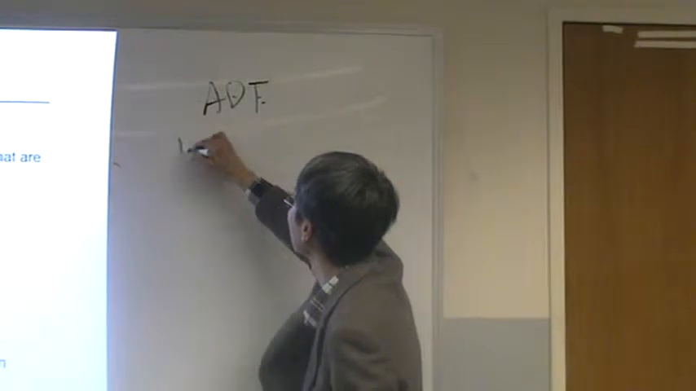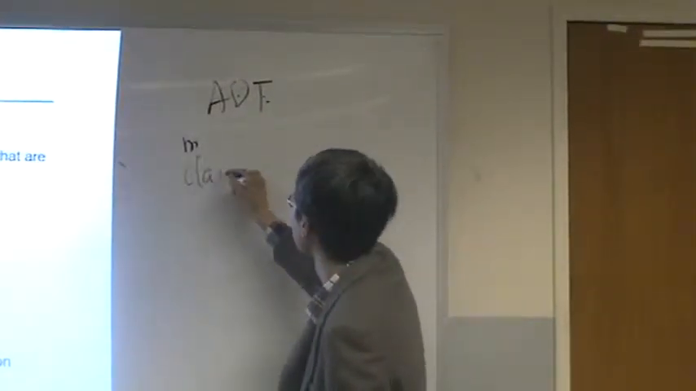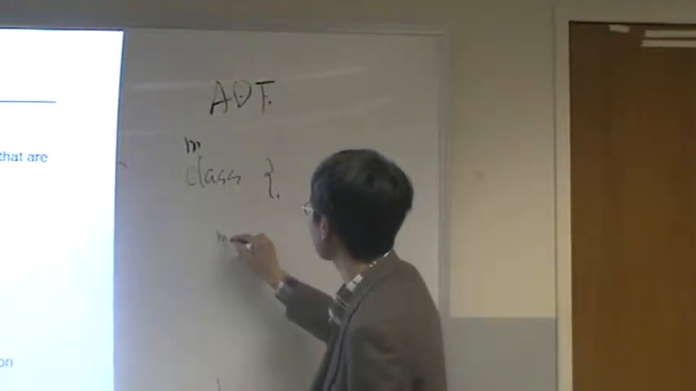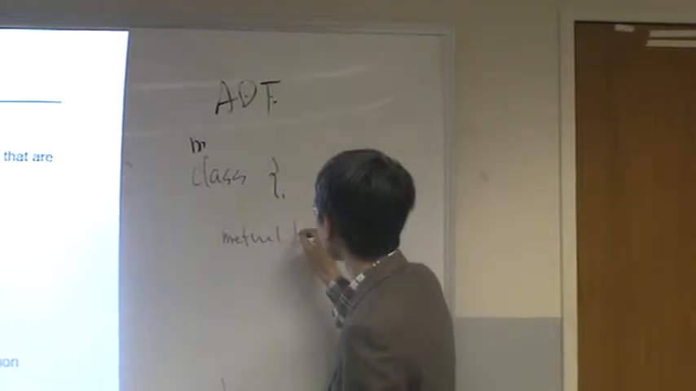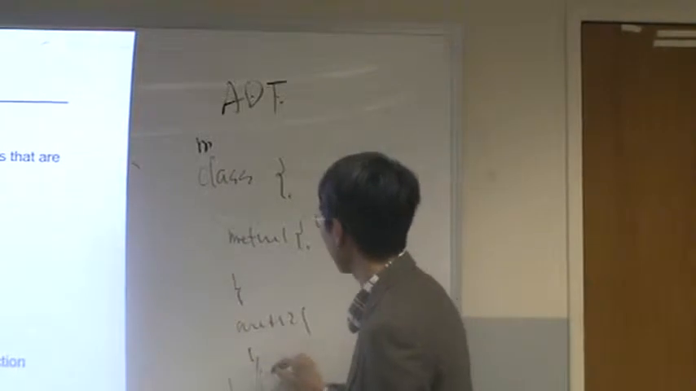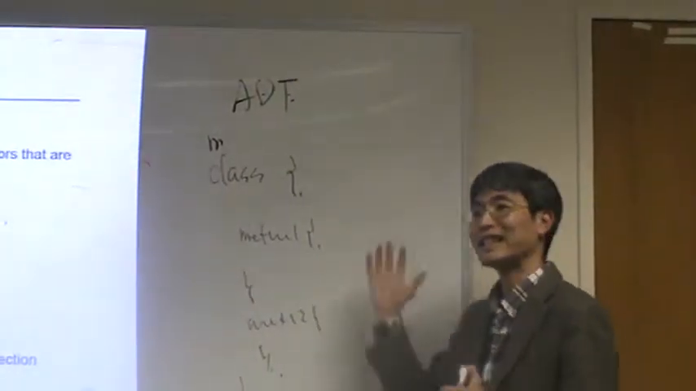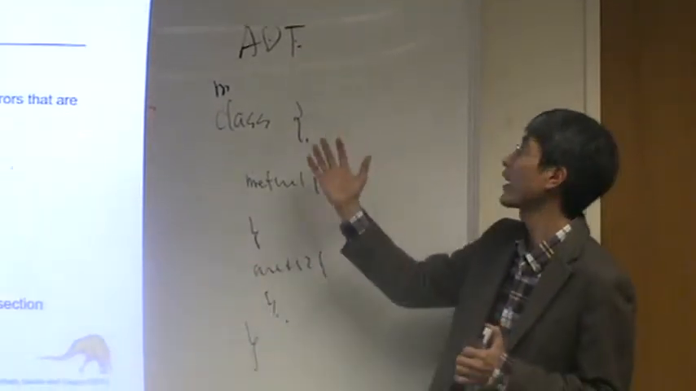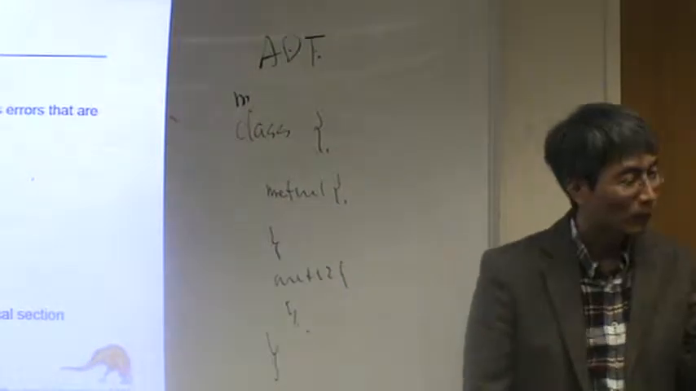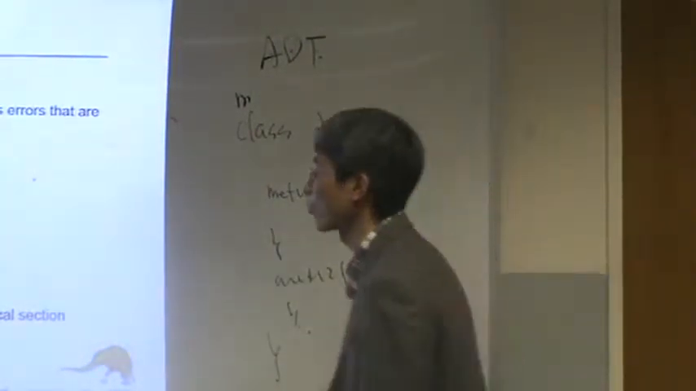Like for example, what is the typical class? In the class, you have method 1, method 2, method 3, something like that. So we are going to borrow this way, okay? Abstract data type to define the new data structure to solve the synchronization problem.